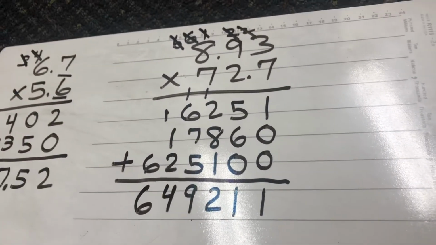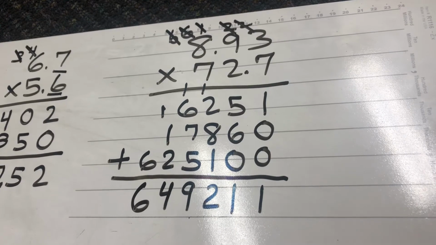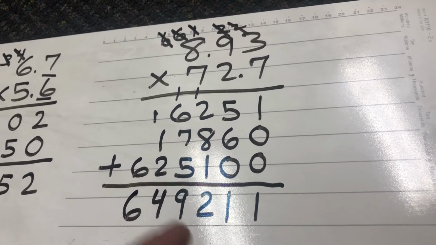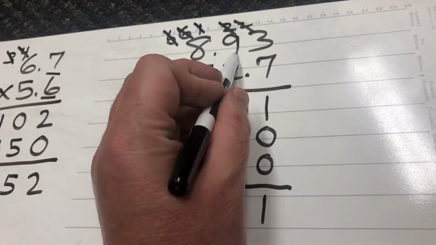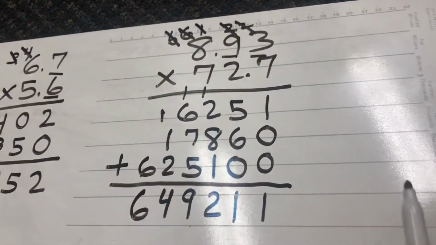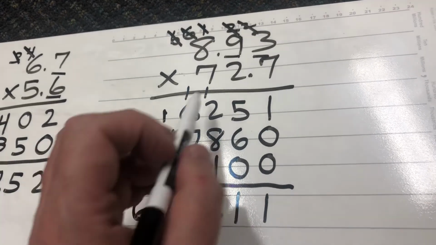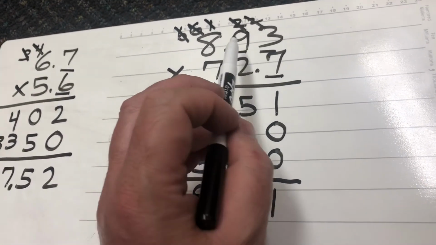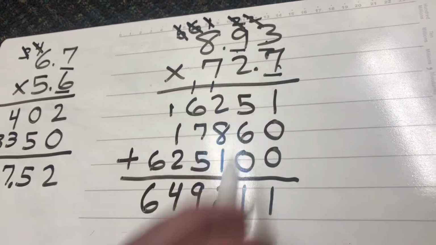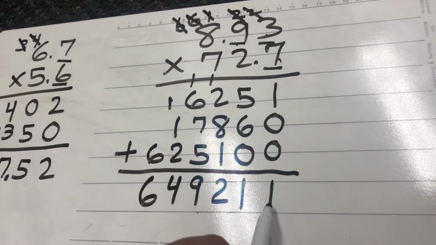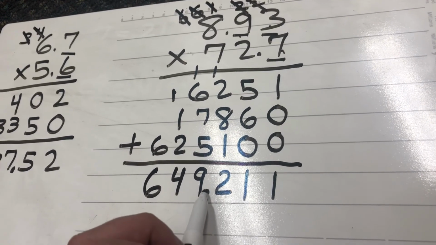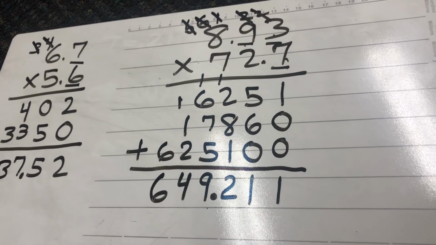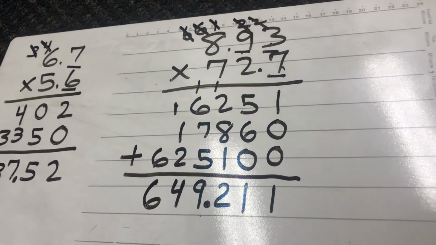Don't forget to put your decimal. How many ever digits come after the decimal in the problem? That's how many digits need to come after the decimal in the answer. In this first number, the 9 and the 3 come after the decimal. That's 2 numbers. In this number, the 7 comes after the decimal. That gives me a total of 1, 2, 3. So I'm going to come here. I'm going to count backwards. 1, 2, 3. 649 and 211 thousandths.